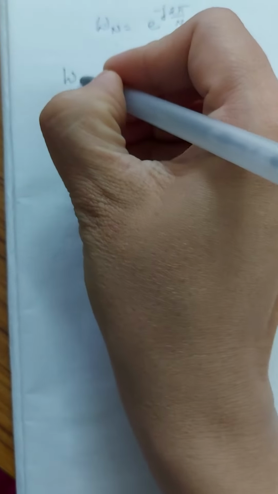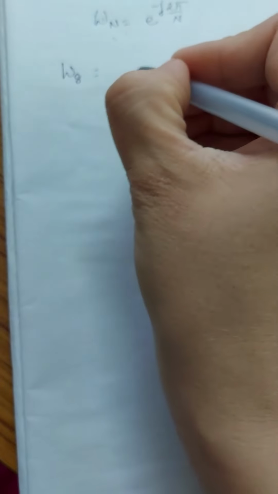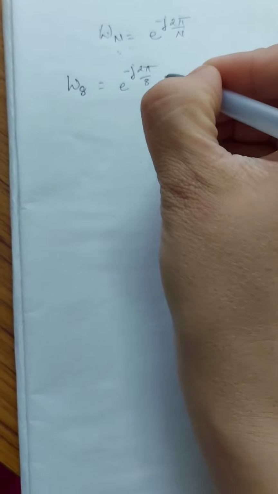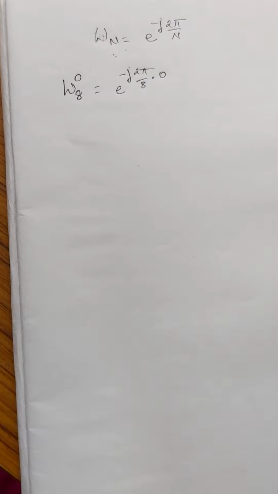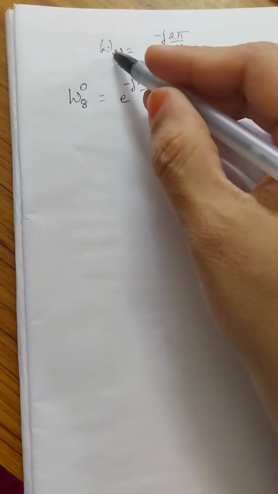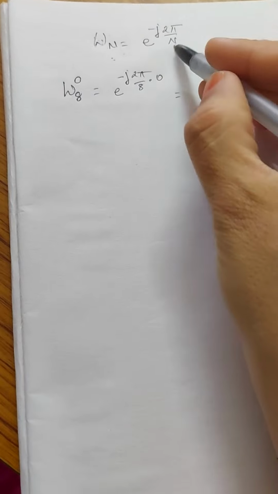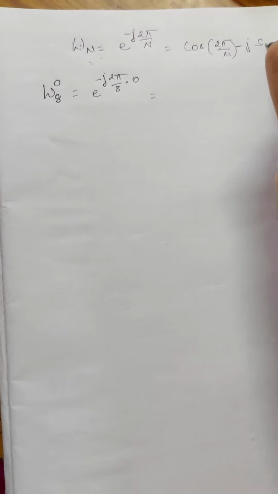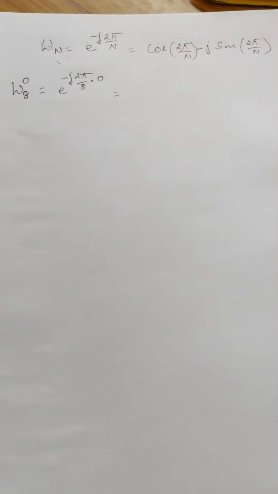First let me see W8. How will we be writing W8? It is nothing but e to the power of minus j 2 pi by 8 into 0, if it is W8 to the power of 0. Wn is e to the power of minus j 2 pi by n, which can also be written in the form of a formula: cos of 2 pi by n minus j sin 2 pi by n.